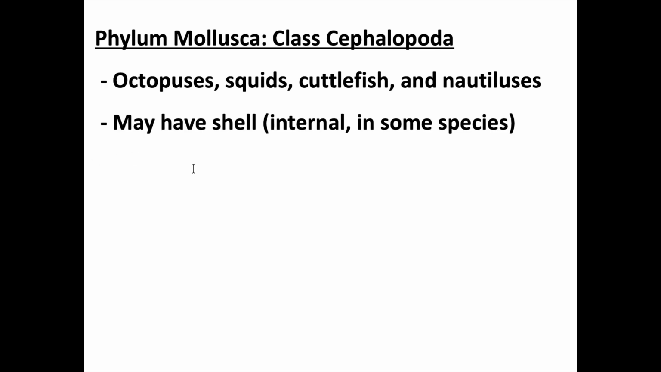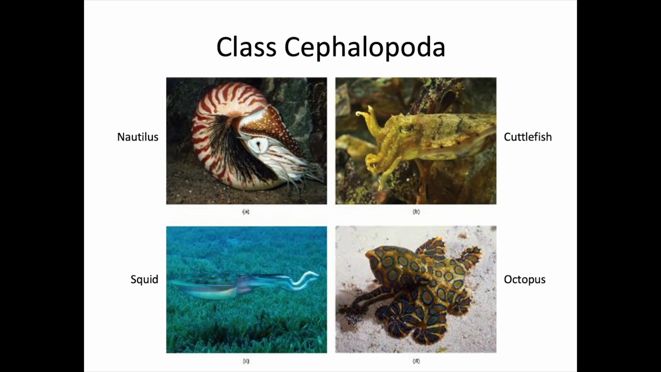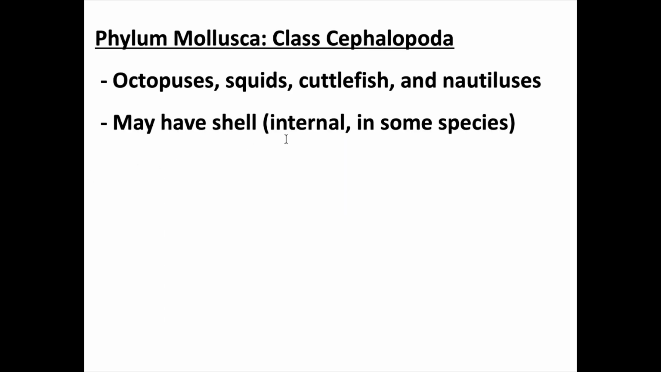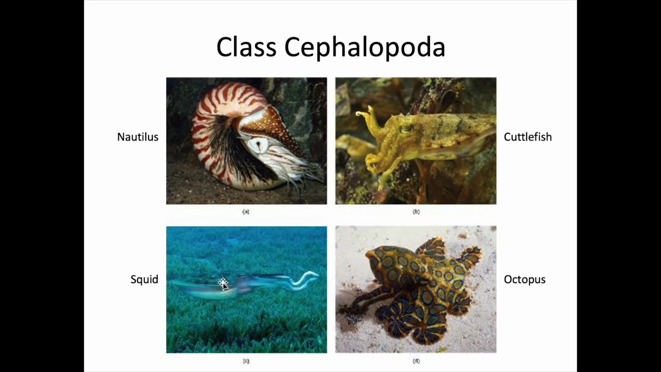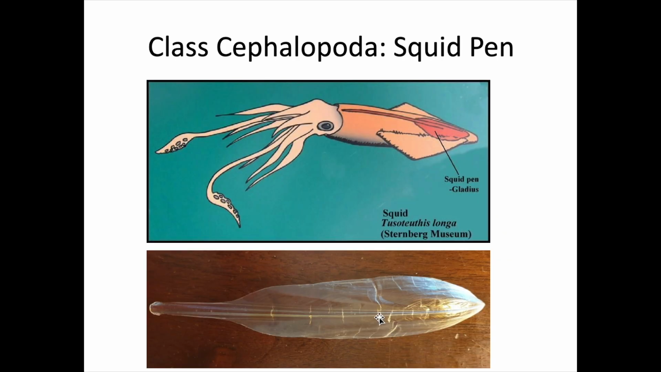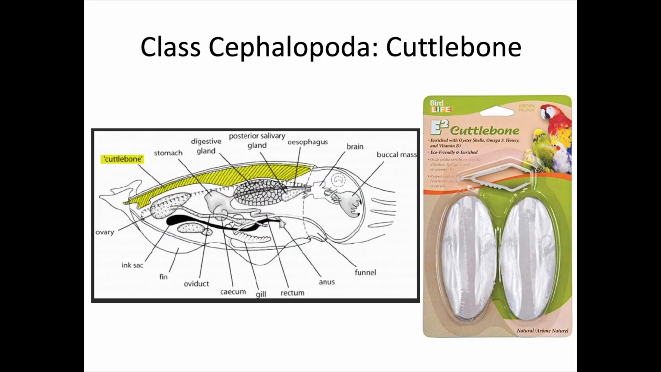Well, they may have a shell. Here's the nautilus having a very famous, cool-looking shell, but sometimes this shell is internal, so you don't see it from the outside. Squids, for example, don't look like they have a shell. That's because it's this internal structure called a squid pen. And cuttlefish, similarly, have this internal structure called a cuttle bone, even though it's not technically a bone, it's just a name, that is another sort of internal shell.